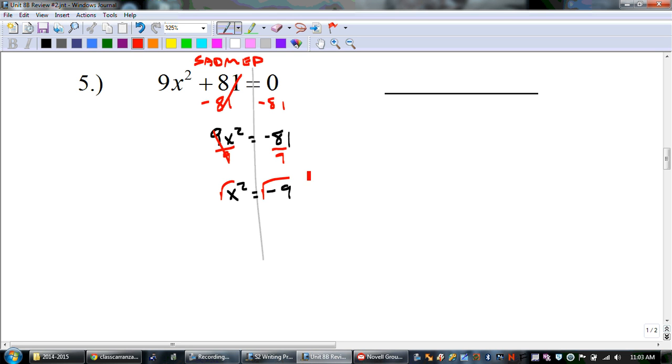What happens when I square root this? Yeah, you can't square root a negative, guys. So our answer is no real solution.